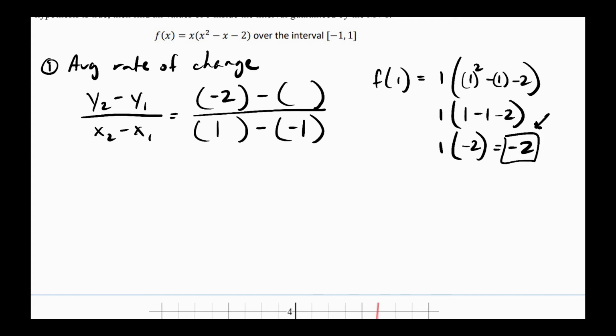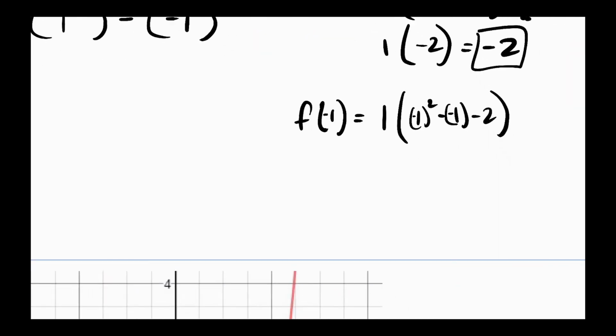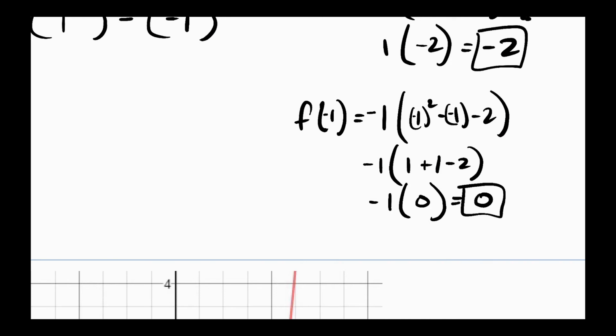Probably should use different colors. Okay. We're going to do the same thing to find Y1. So we get 1 times 1 squared minus 1 minus 2. Wait, why did I plug in 1? Nope, sorry, I'm going to plug in -1 down here. So I get -1 times 1 plus 1 minus 2. -1 times 0. So Y1 is 0.